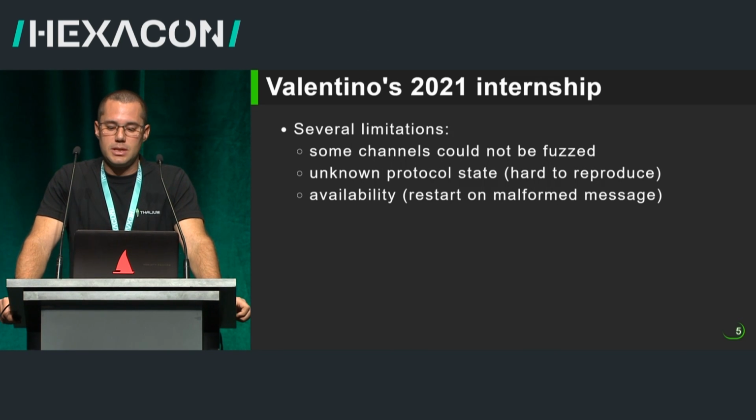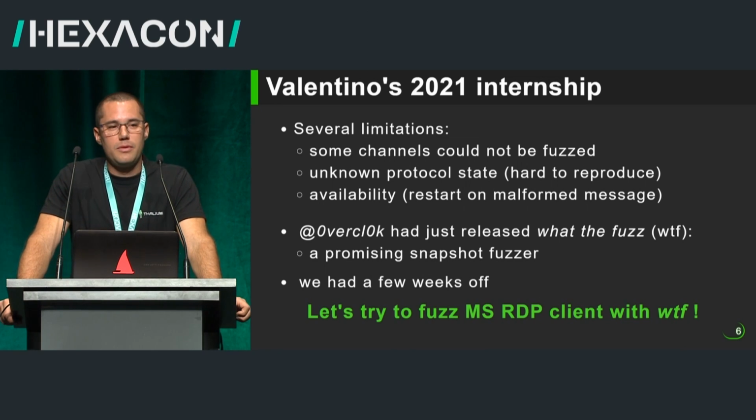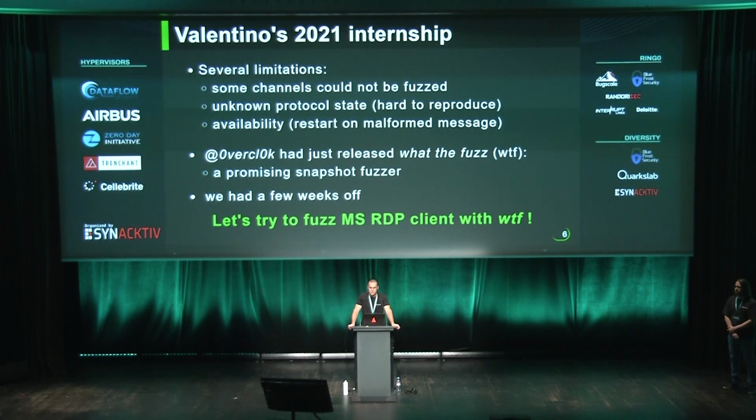Valentino basically built a fake server fed by the fuzzer and communicating with the client. This approach has several limitations. Some channels could not be fuzzed, he had unknown protocol state, and some malformed messages restart the server. That is not ideal for fuzzing. Luckily for us, after that, Overclock released a new snapshot fuzzer, What the Fuzz. We had 3 weeks off, so we decided to try What the Fuzz on this target and work around some limitations.